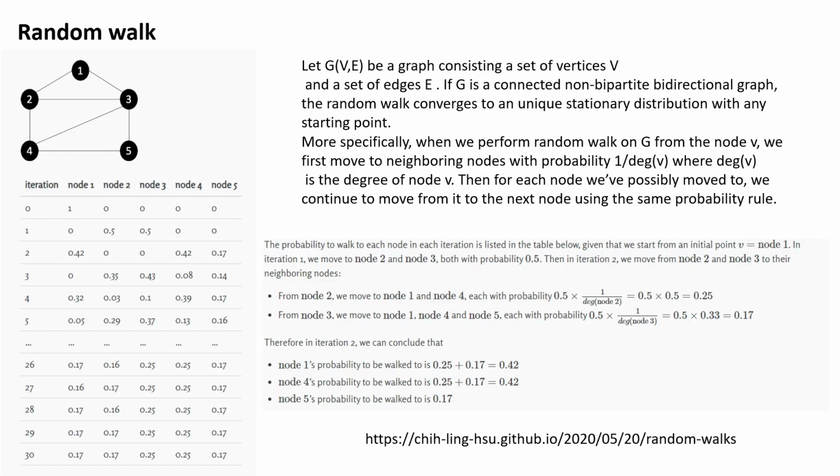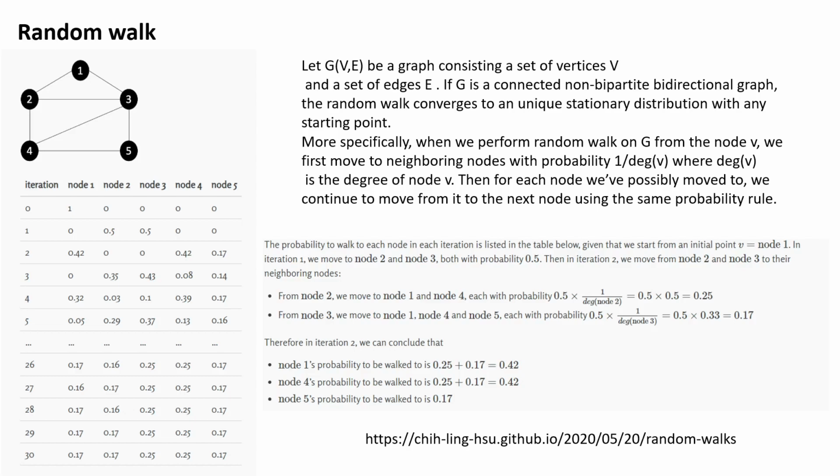So, basically, again describing that only. When we perform a random walk on G from the node V, we first move to the neighboring nodes with a probability of 1 by degree of V. Basically, the probability of moving to a node will be given by 1 by degree of V, which is quite intuitive. And then for the next node, we continue to move from it to the next node with the same probability, like we discussed. So you move to one node with a probability, and then you move to another neighbor with certain probabilities on each of the nodes.